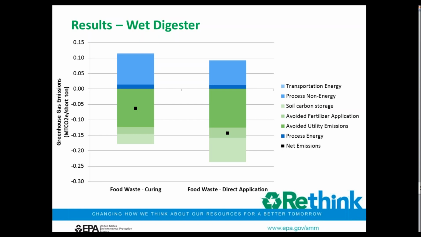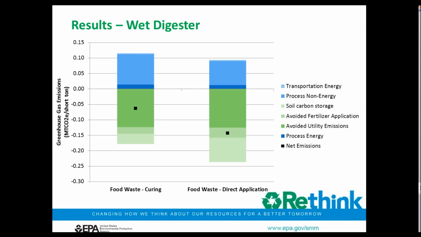So you can see here in terms of positive emissions, the largest share comes from process non-energy emissions. So this would be fugitive emissions of N2O and methane that occur during curing and land application. This also includes some methane leakage that occurs from the reactor.